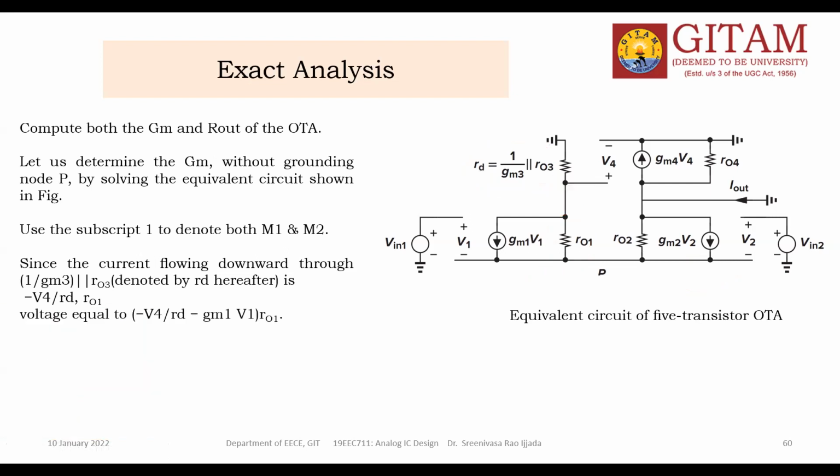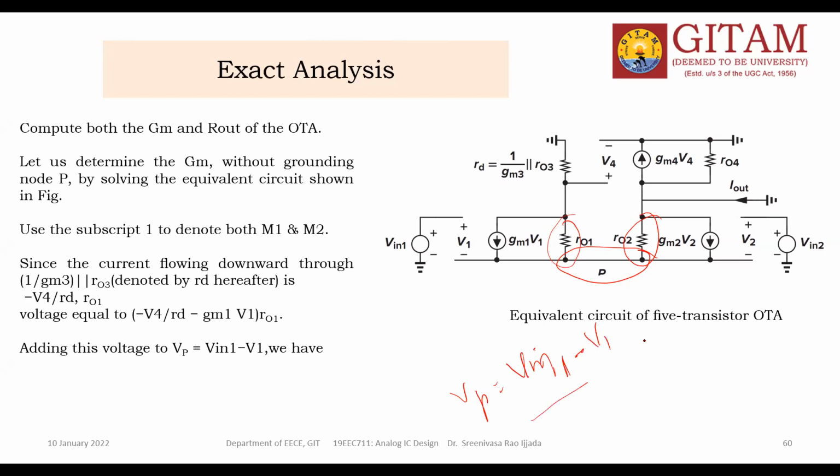This is the current. Now I want to find the voltage. So the voltage is equal to minus V4 by RD minus GM1 into V1, V1 is this much, into R01. So adding this voltage to VP, that is the node P. Node P is the voltage at this point and voltage at this point. You can add. So VP is equal to Vin1 minus V1.